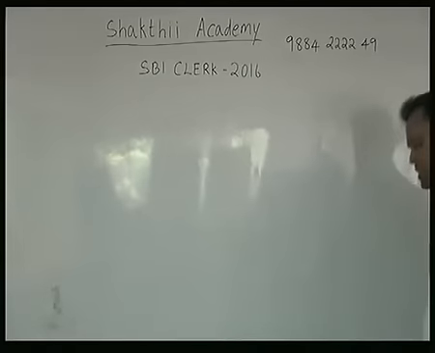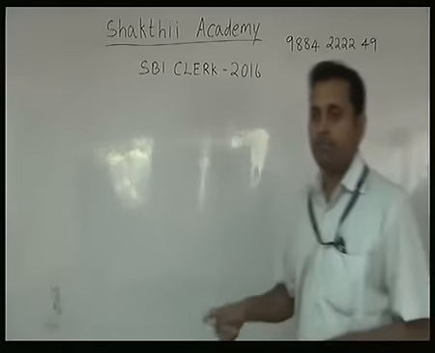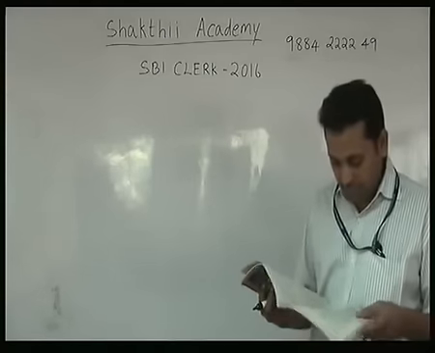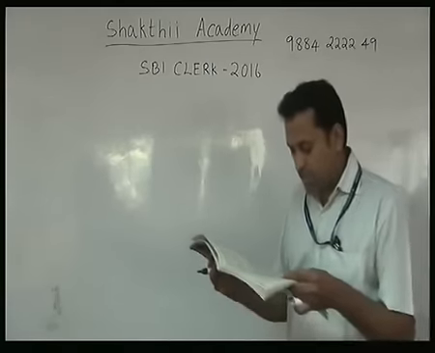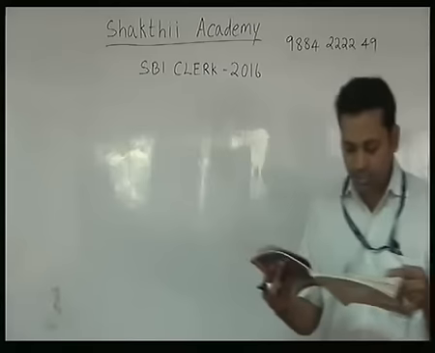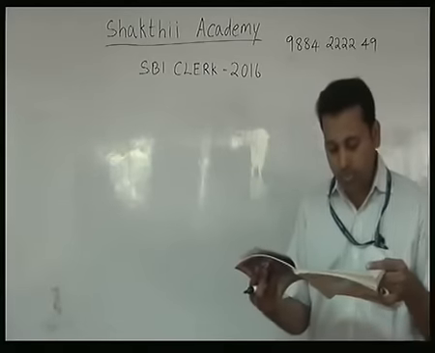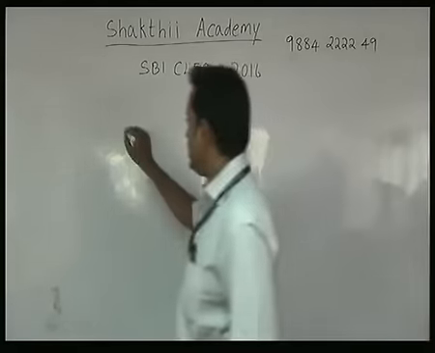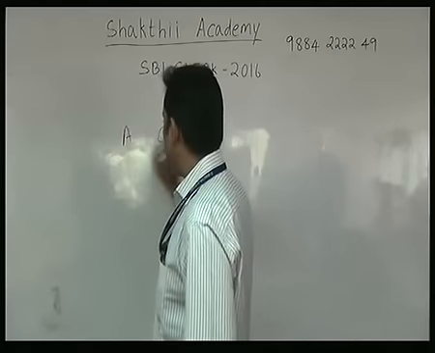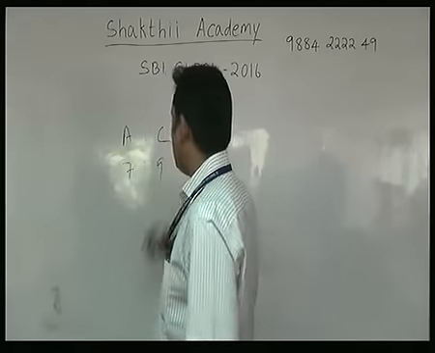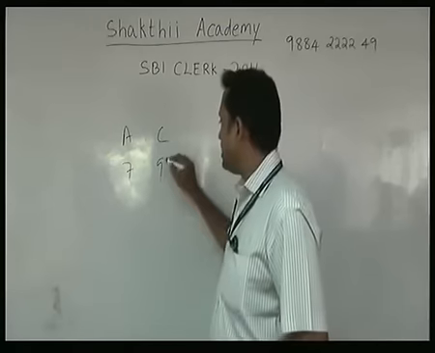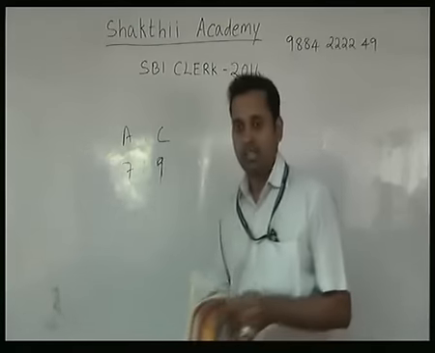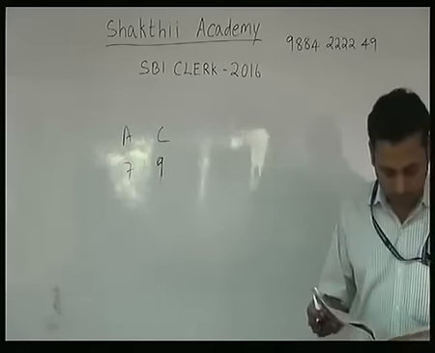Now read the information one by one. What is the first information given? Some chocolates are distributed among 4 friends A, B, C, D, such that the ratio of the chocolates received by A to those received by C was 7:9. See, it is given A and C receiving in the ratio 7:9. Correct?